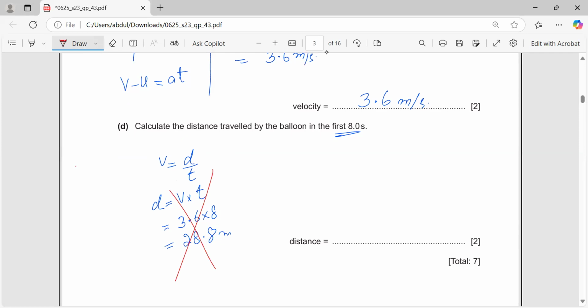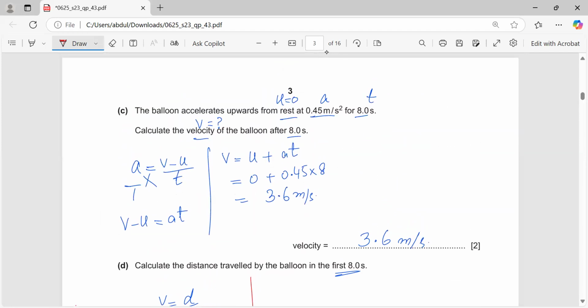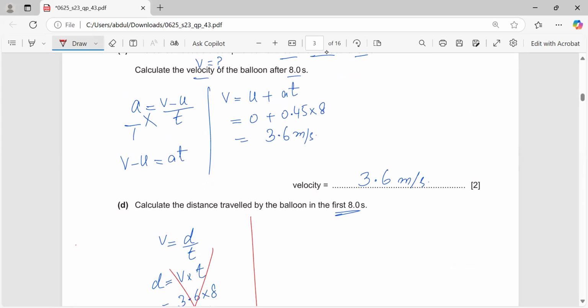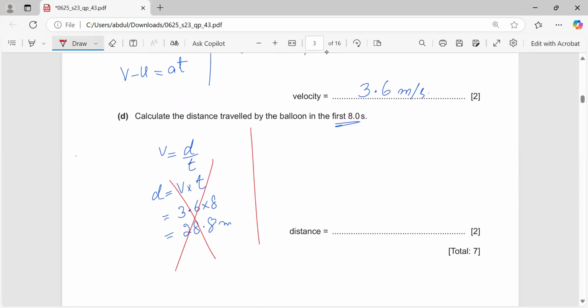Be attentive here. It was not a case where the body is moving with constant velocity. It is moving with constant acceleration. We can say the acceleration is 0.45 throughout. Initial velocity is 0, final velocity is 3.6. It means the body is not moving with constant velocity, and we know that the formula is V average equal to total distance traveled over total time taken.